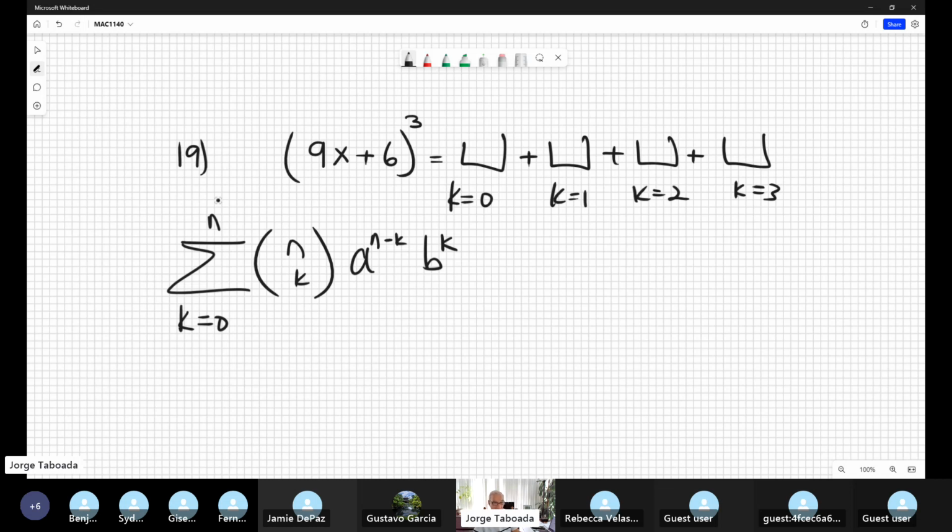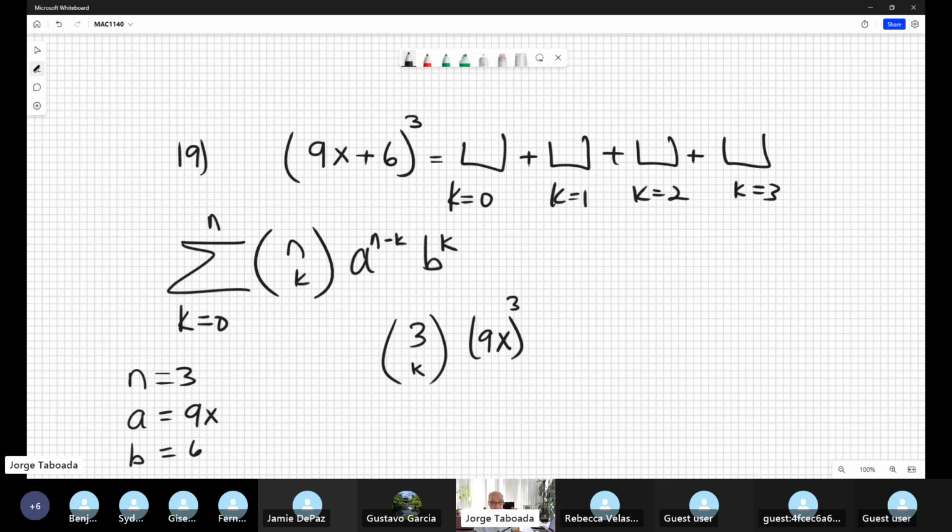Now, who is m? In our problem, it's 3. Who is A? Well, A is 9x. Who is B? B is 6. So now, any element in my formula looks like that: combinatory 3, K, with no idea who is K, times A, which is 9x raised to the 3 minus K, and 6, which is B, to the K.